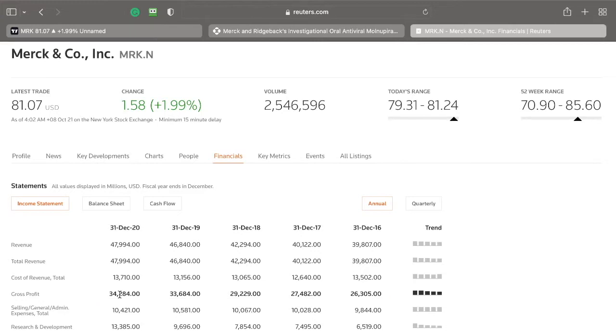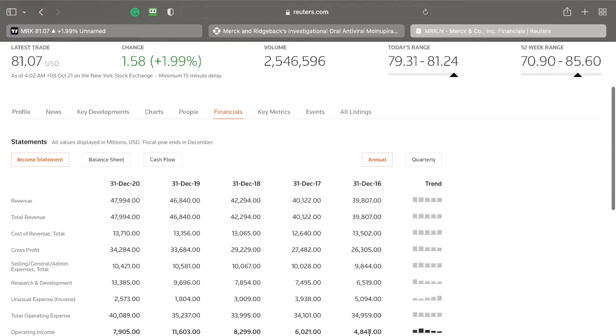The next one we'll take a look at is operating income. Operating income for 2016 was $4.8 billion, 2017 it was $6 billion, 2018 was $8.3 billion, in 2019 it was $11.6 billion, and in 2020 it was $7.9 billion. So operating income for Merck has been steadily increasing throughout the years with the exception of 2020. From 2019 to 2020, there's a decline of operating income by about $4 billion.